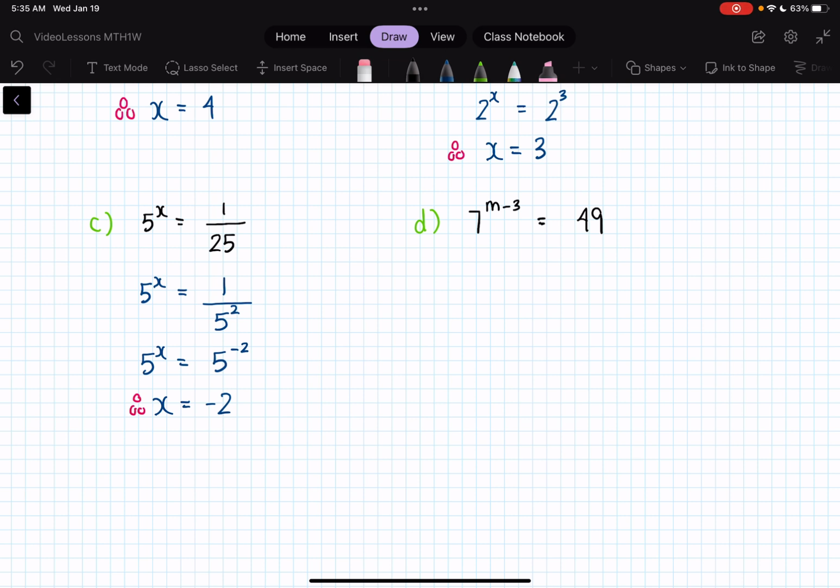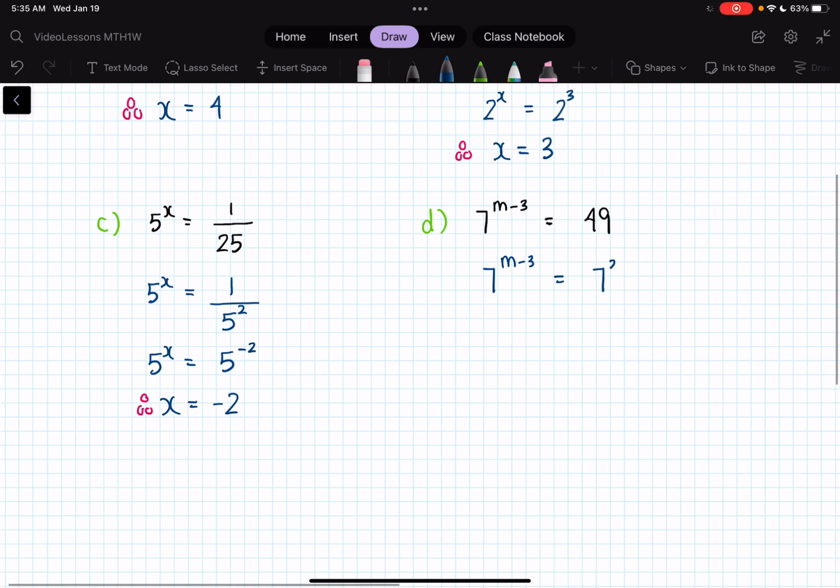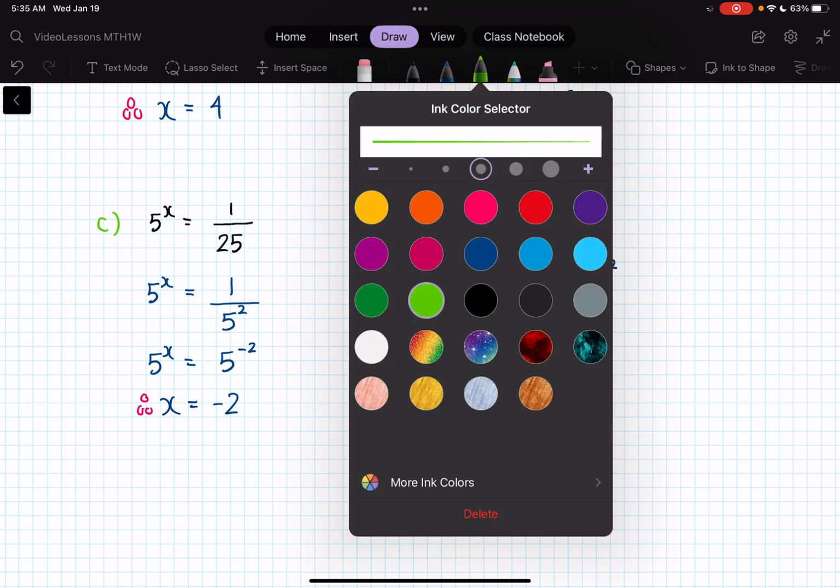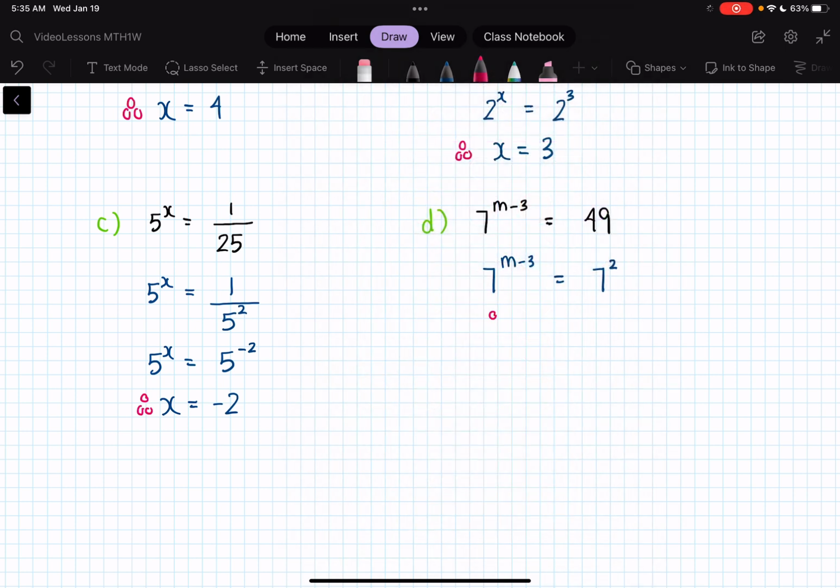So if we have, like we do here, 7 and 49, by now I'm hoping you can see what we need to do. We have to write 49 as base 7, and that's 7 squared. Now I have same bases equal. That means my exponents are equal, except now instead of having just a single variable exponent, my exponent here is an expression, right? So m minus 3 equals 2. So I'm not done yet. Now I can do arithmetic operations to solve for m. We need to add 3. So we will get m equals 5.